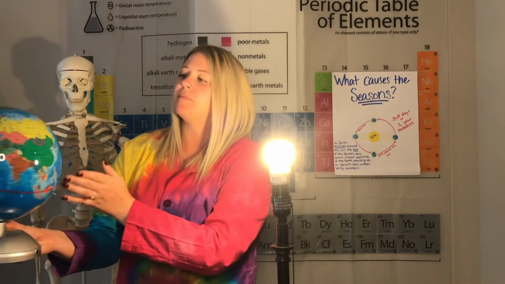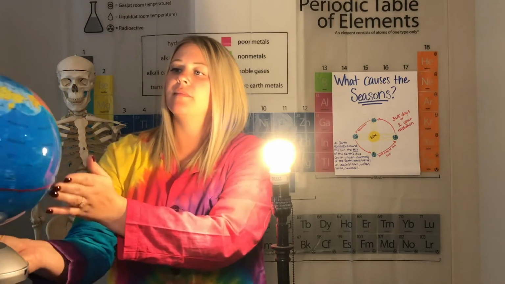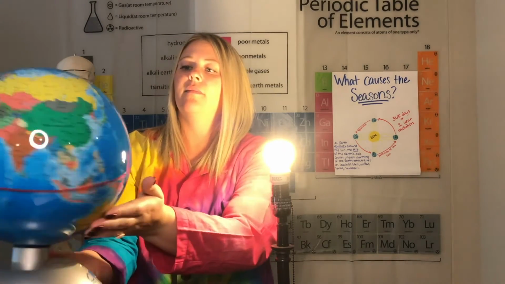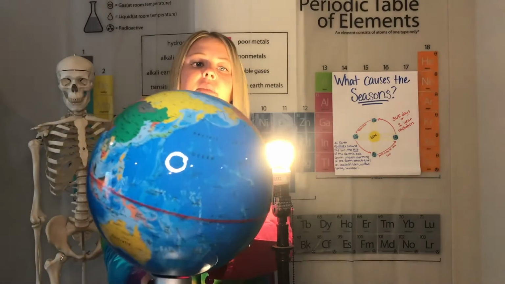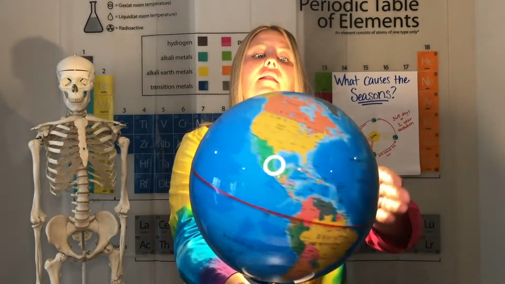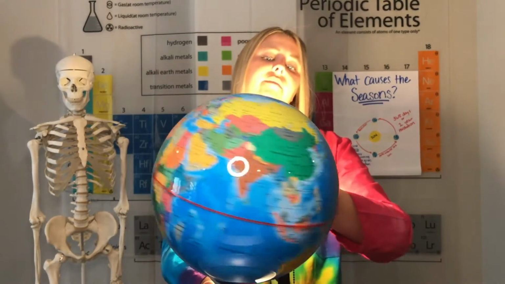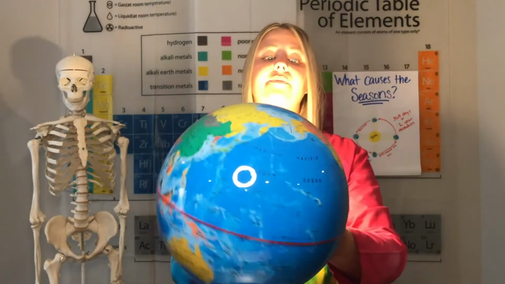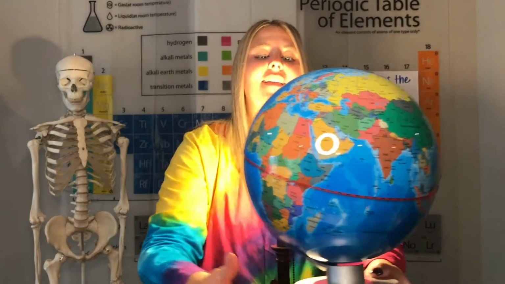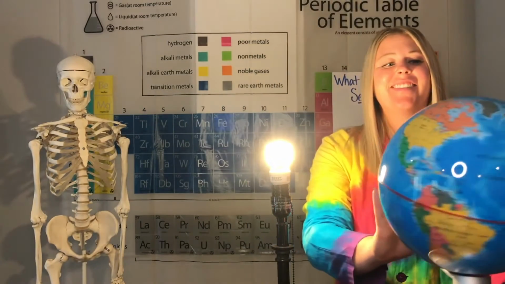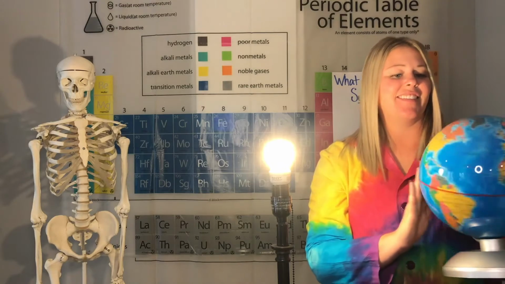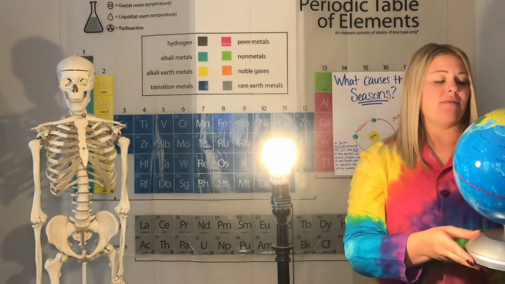Now when we keep moving, now we start to get a little bit less sunlight, okay? So you start to see that there's a little bit less sunlight occurring. So we go from summer into fall. Now as the earth continues to revolve, now, where are we at?